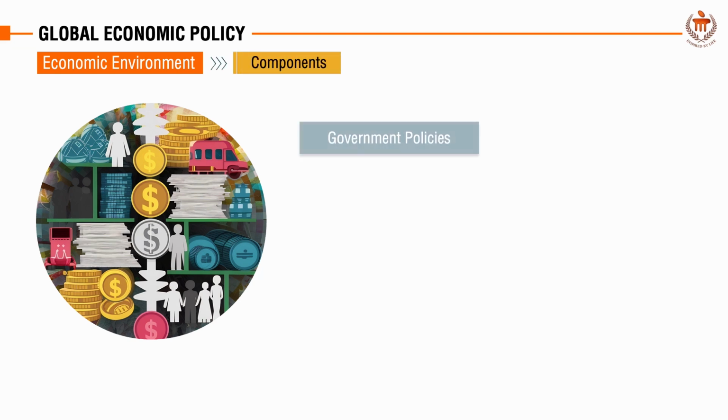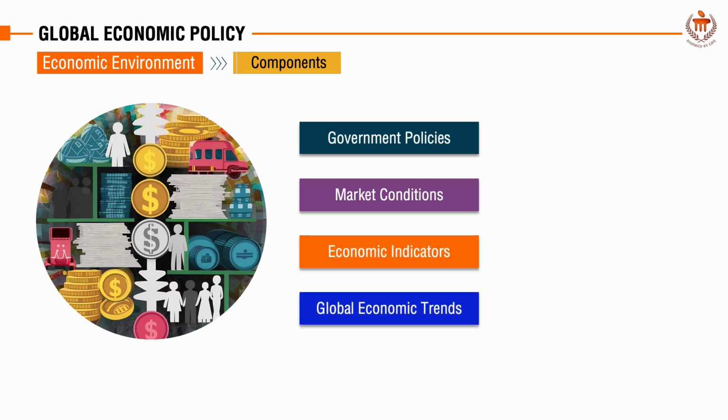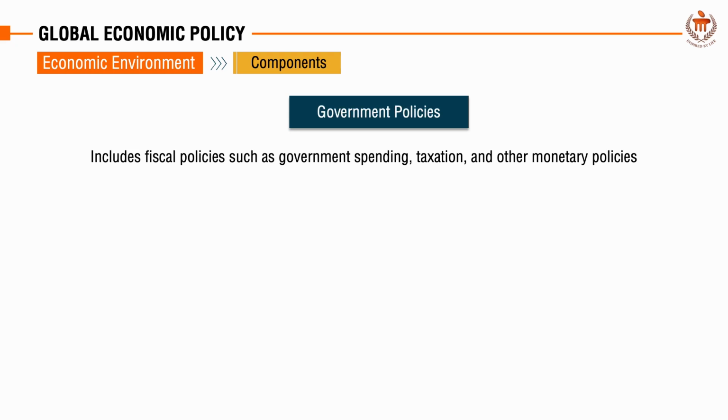Now that we have an understanding of what economic environment is, let us discuss the key components of economic environment. These components are essential for informed decision making. It includes government policies, market conditions, indicators, and global trends. Let's continue with the components of economic environment.